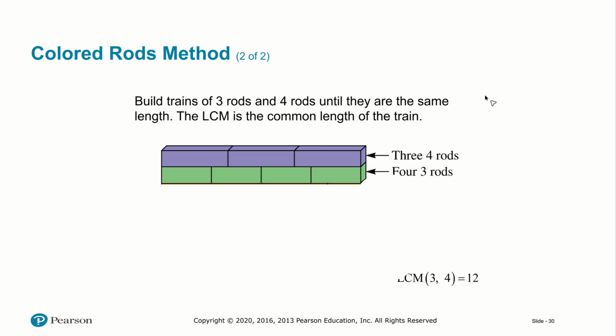Okay, the colored rods method is another really nice visual way for younger students to understand the concept of LCM. We basically start placing some 4 rods up here, and some 3 rods, and see how many we need till they match up perfectly. So another really powerful visual method for students to understand the concept of the least common multiple of 2 numbers.